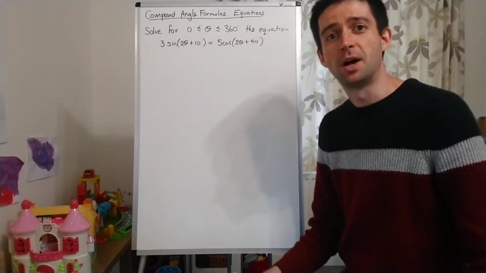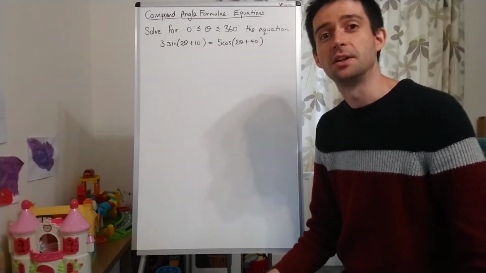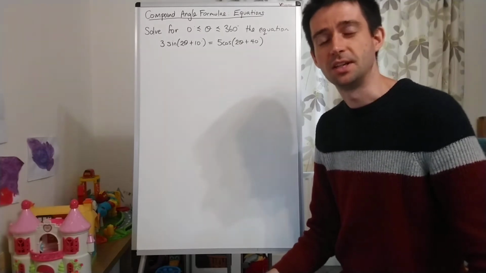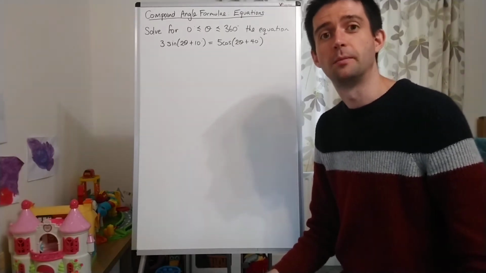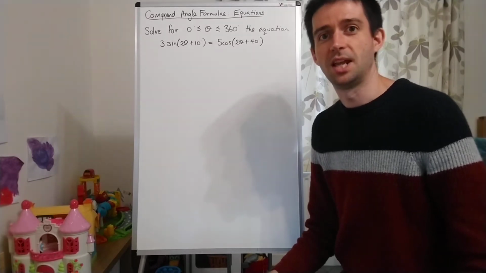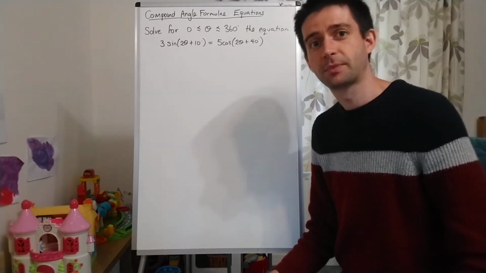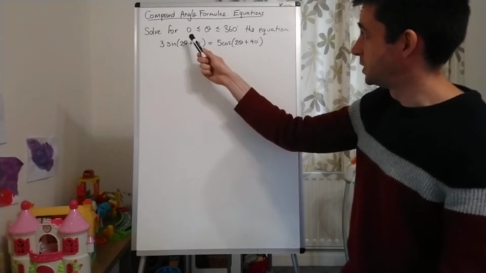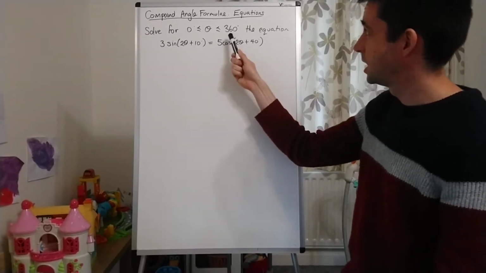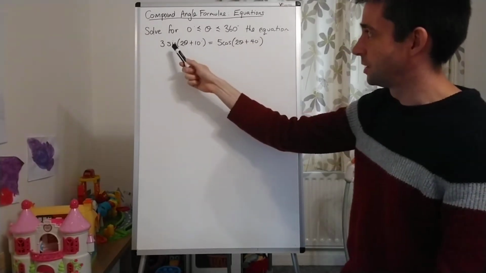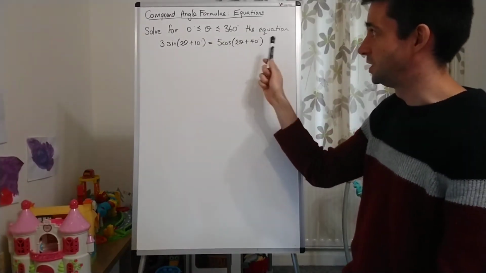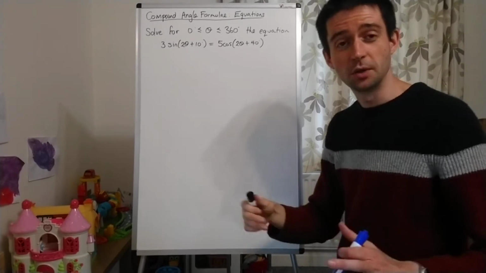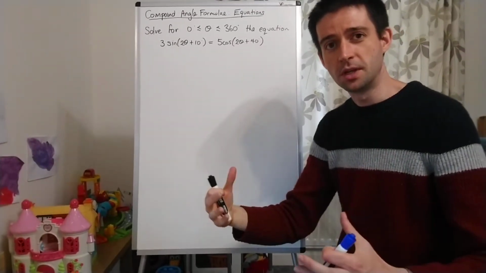This is part 3 of the second lesson on compound angle identities, and in this video I'm just going to be taking you through a third example of using compound angle identities to solve an equation. So here we have: solve for 0 to 360 degrees the equation 3 sine (2 theta plus 10) equals 5 cos (2 theta plus 40). So again, you have the skills to do this.